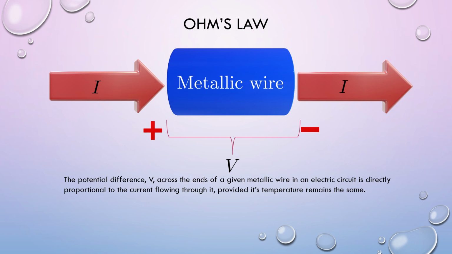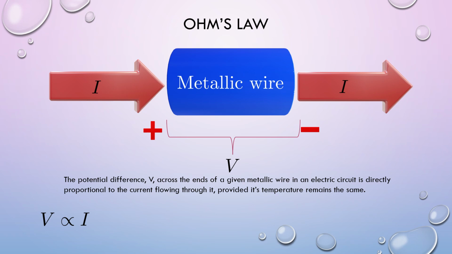Suppose that we have a conductor, a metallic wire like this. Let I be the current flowing through this wire and let V be the potential difference across the ends of this wire. Ohm's law tells us that the potential difference V across the ends of a given metallic wire in an electric circuit is directly proportional to the current flowing through it, provided its temperature remains the same. So the potential difference V is directly proportional to the amount of current I flowing through the metallic wire.